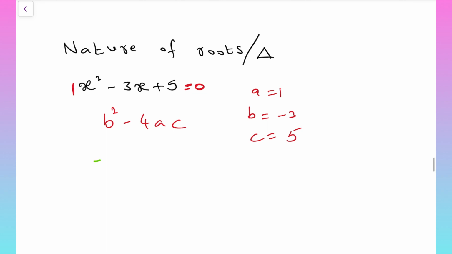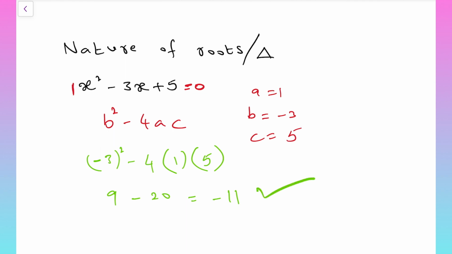b square minus 4ac: b is minus 3, so minus 3 square is 9, minus 4 into a value 1 into c value 5. 4 1s are 4, 4 5s are 20. 9 minus 20 is minus 11. So until here, if you are solving, this is considered as the discriminant. Completed. Then if they ask the nature of the roots, we need to do just one more line extra.